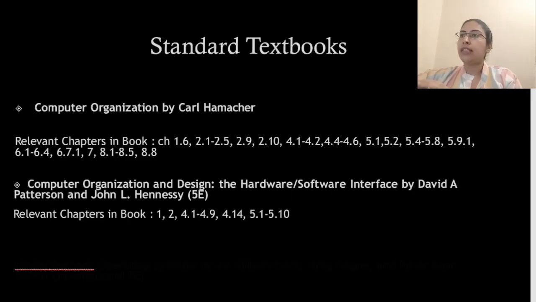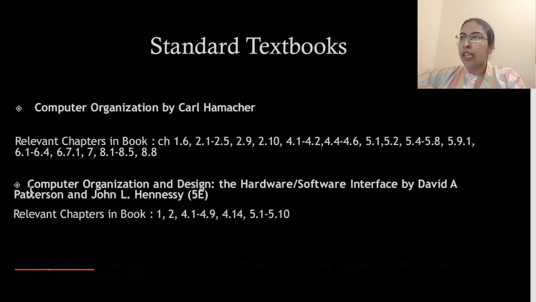Okay. Next are the standard textbooks. What are the standard textbooks for computer organization and architecture? Computer Organization by Carl Hamacher. These are the relevant chapters in the book, so you can follow these chapters by Carl Hamacher.